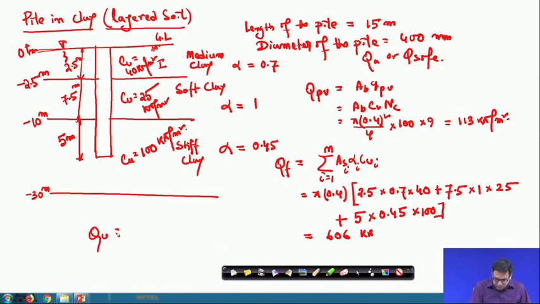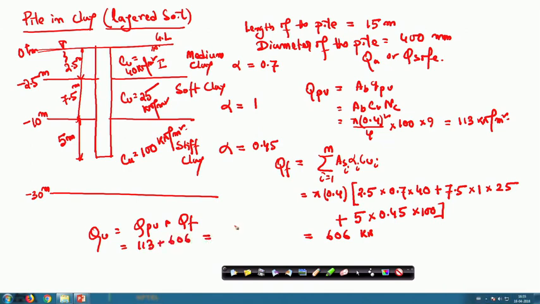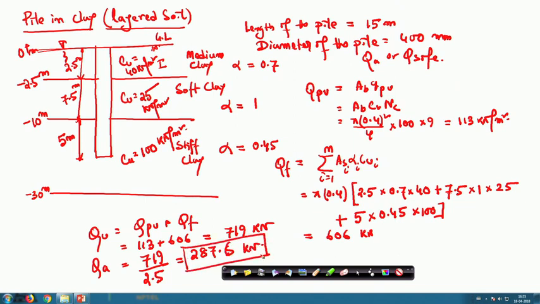So, QU will be QPU plus QF. So, this is QPU 113 plus 606 is equal to 719 kilonewton. So, Q allowable is equal to 719 divided by 2.5. So, this is equal to 287.6 kilonewton. So, the safe load carrying capacity of this pile is 287.6 kilonewton.